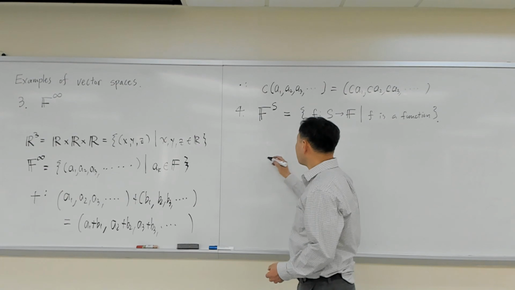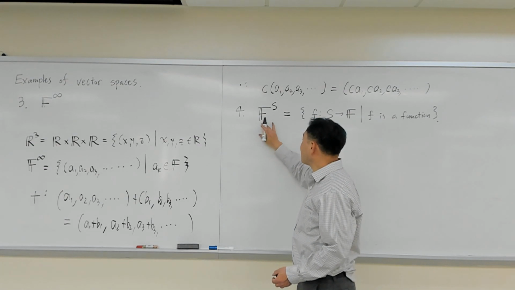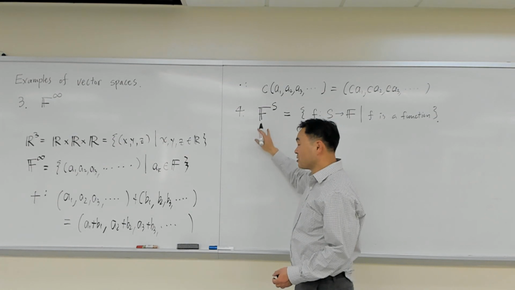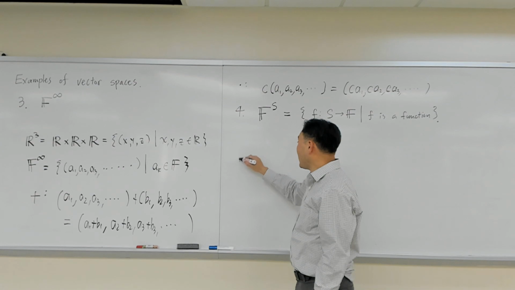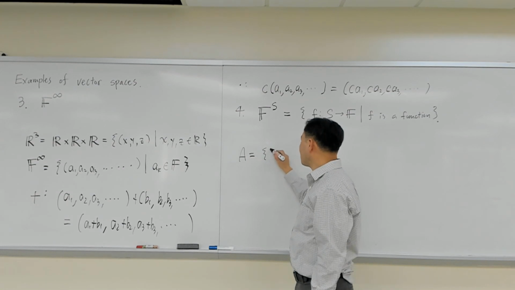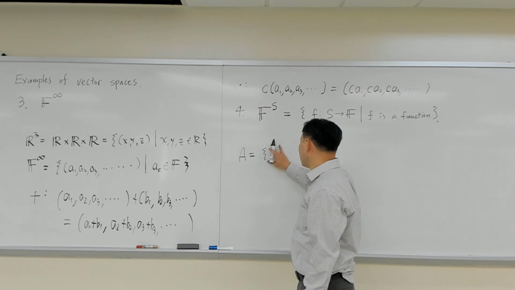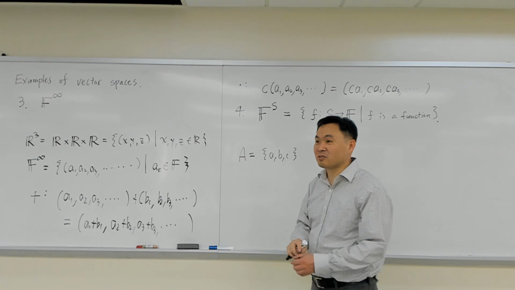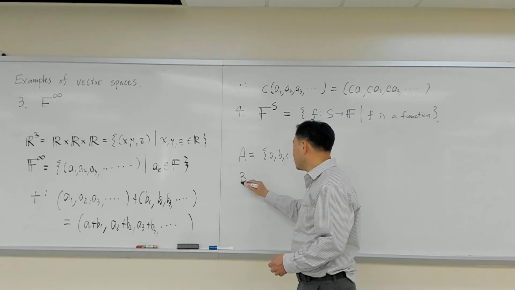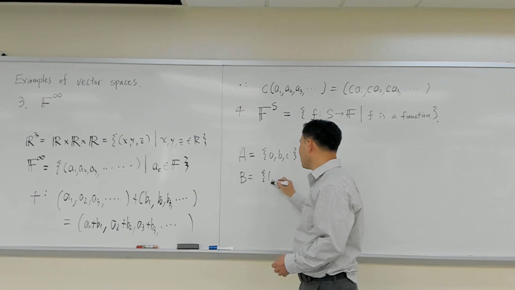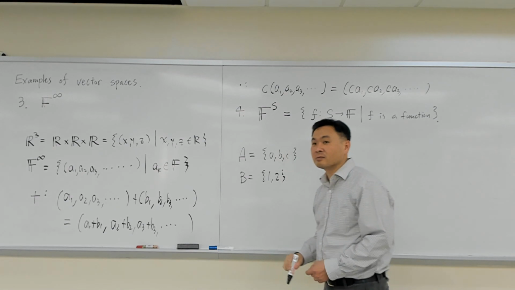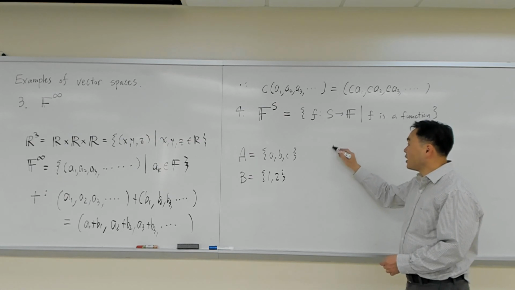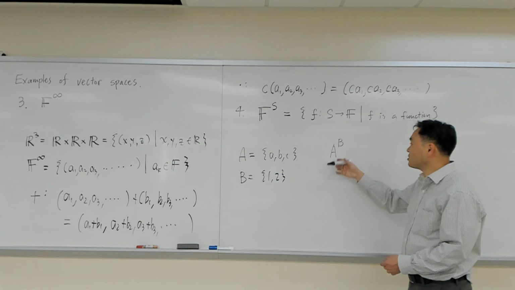So just think of a simple case. Let's not even bother putting a field here. We'll just think of A as the letters A, B, C, and B as, say, 1 and 2. And we want to think of A to the bth power. What is this object?